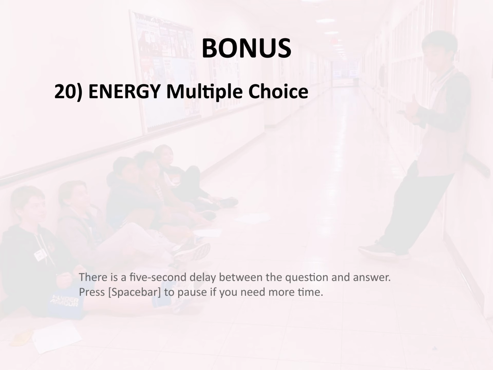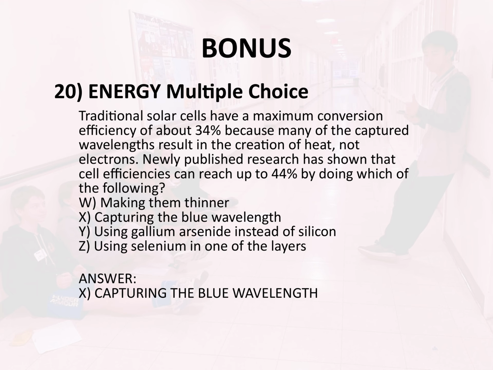W. Making them thinner. X. Capturing the blue wavelength. Y. Using gallium arsenide instead of silicon. Z. Using selenium in one of the layers. Answer: X. Capturing the blue wavelength.